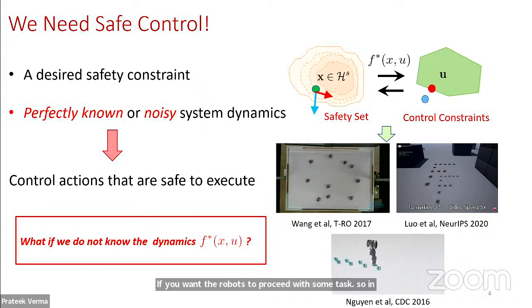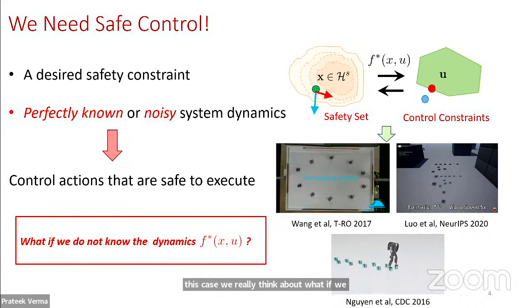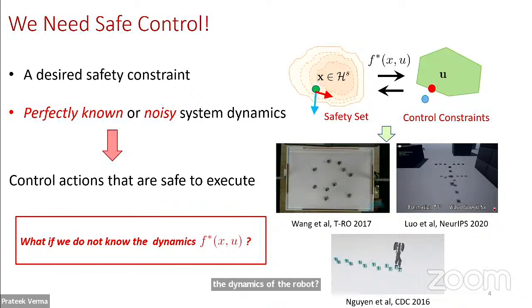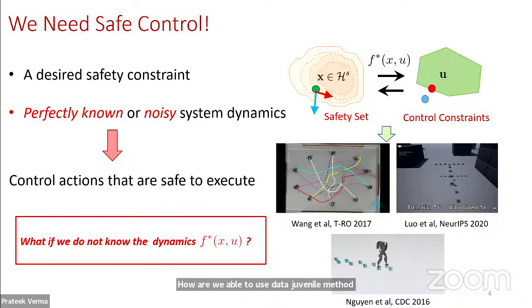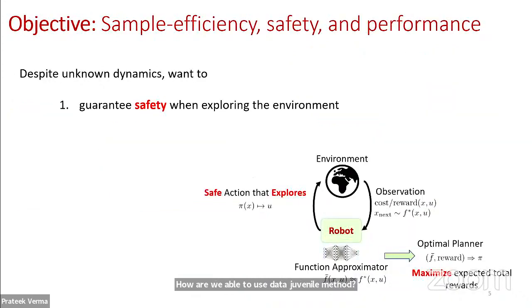So in this case, we really think about what if we do not know the dynamics of the robot, how we're able to use data-driven methods to help the robot efficiently learn the dynamics and perform its task. So this leads to our objective of this work, which focuses on 3 domains in model-based reinforcement learning: first of all the sample efficiency, second the safety, and third the control performance, right?